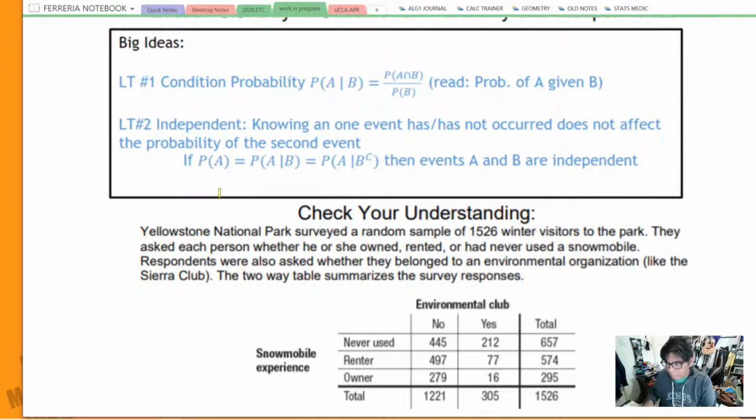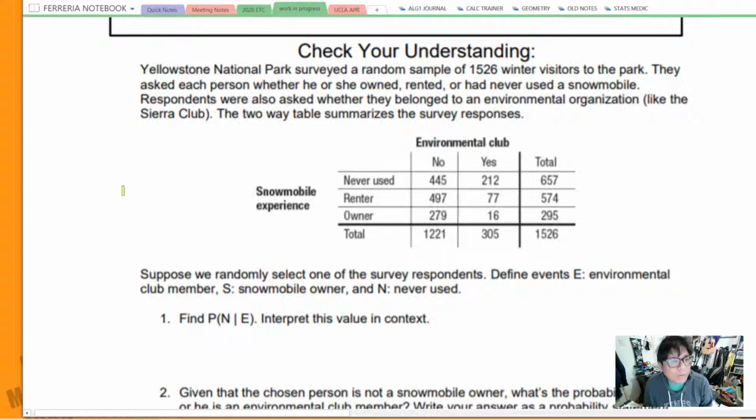Sounds good? Okay, let's take a look at Check Your Understanding. Yellowstone National Park surveyed a random sample of 1,526 winter visitors to the park. This is Yellowstone. They asked each person whether he or she owned, rented, or have never used a snowmobile.